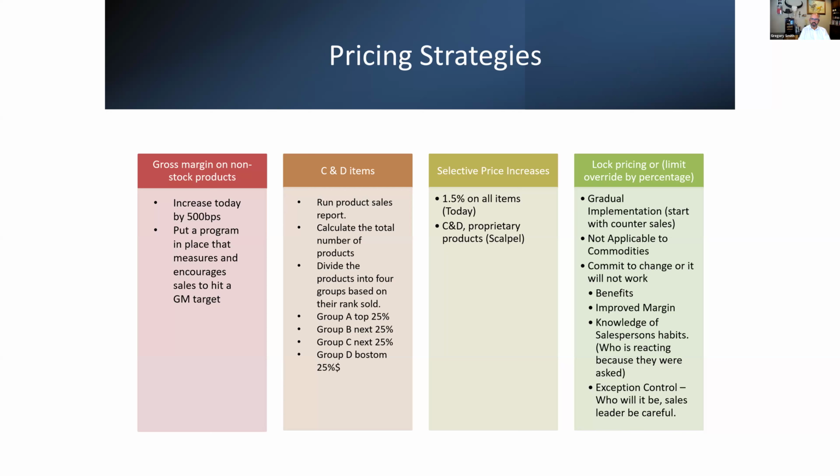Pricing, selective price increases. You can do it strategically, on maybe B, C, and D items. The problem is that I've seen some distributors do a 5% price increase across the board with everything, just because it's easier to implement. And that's where you get a lot of customer pushback and feedback. That's not the right approach.